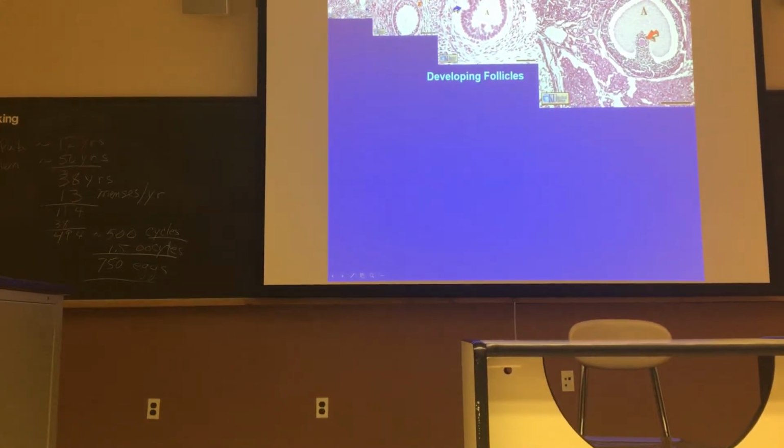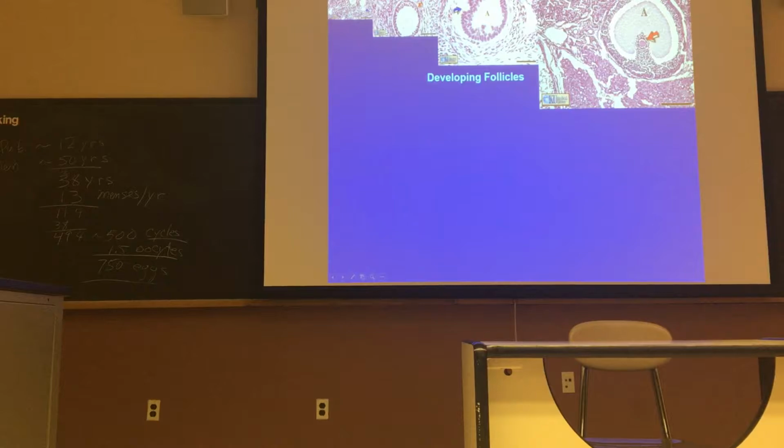You're starting to see the formation, notice this clear space. That's the beginnings of formation of the basement membrane, which separates this structure from the vascular elements in the ovary proper and makes this space avascular.